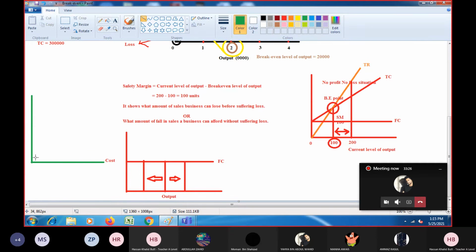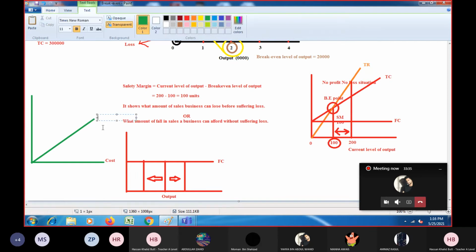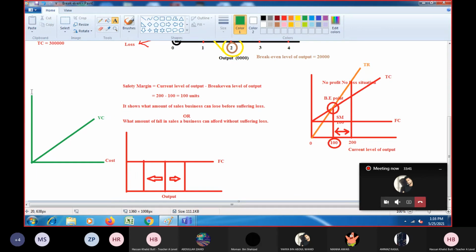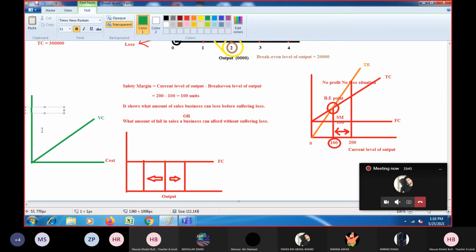The variable cost curve, you know, always starts from zero and it goes like that. Okay, so this is variable cost. And as usual we take cost here, and here we take output. So this will help you in economics as well, because the same concept is there in economics as well.